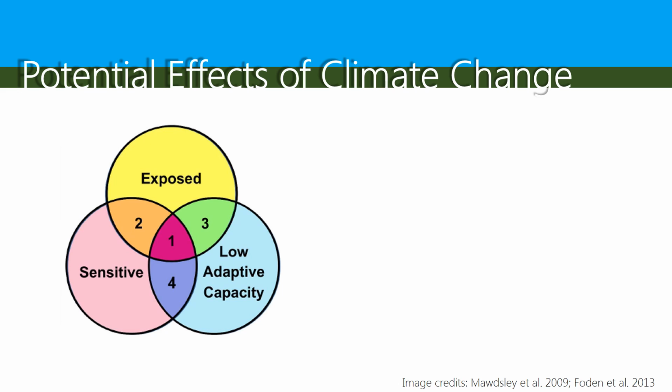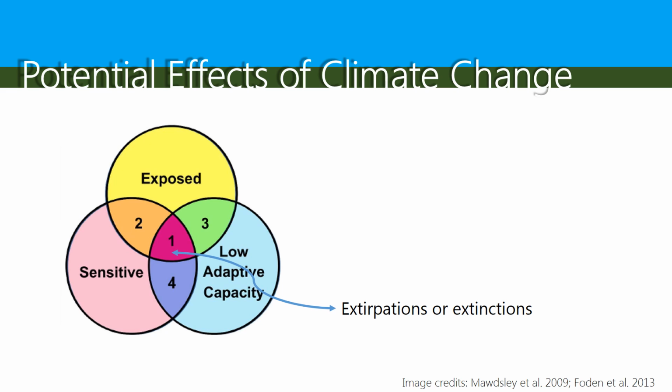These are the three factors we use to assess species vulnerability to climate change: if the species is exposed to climate change, if the species is sensitive to climate change, and the probability of the species to adapt to climate change. The areas of overlap correspond to the different potential outcomes for the species.